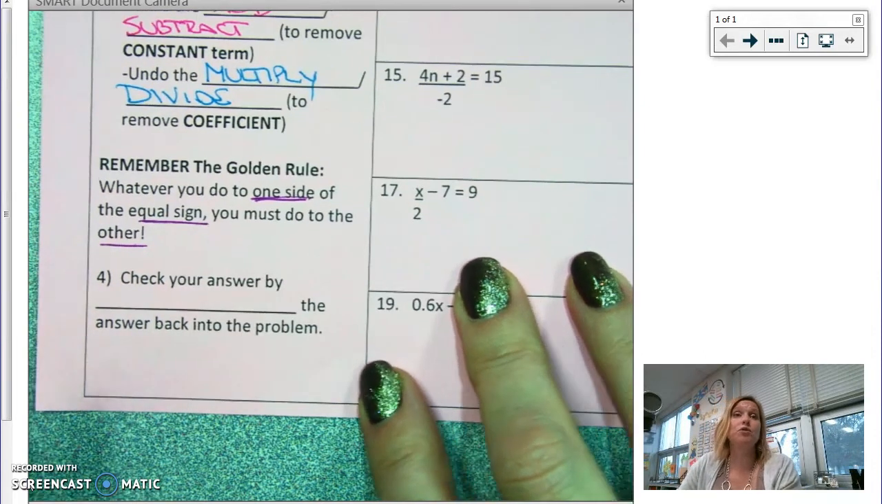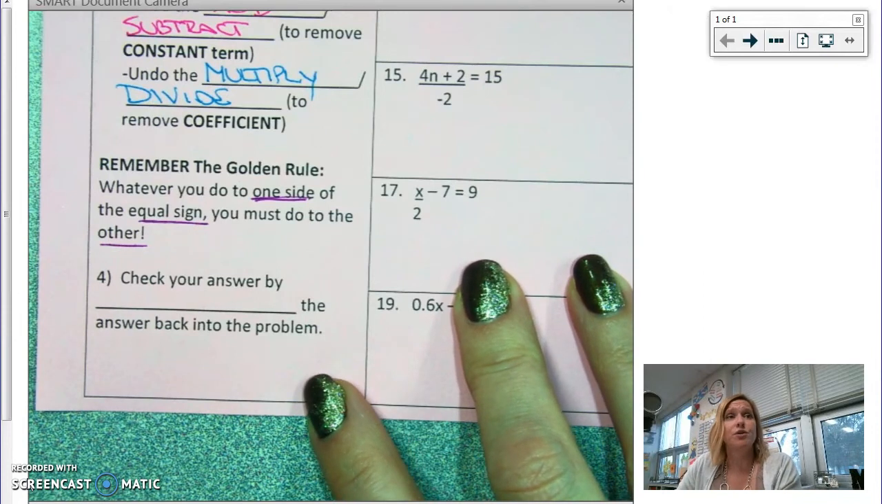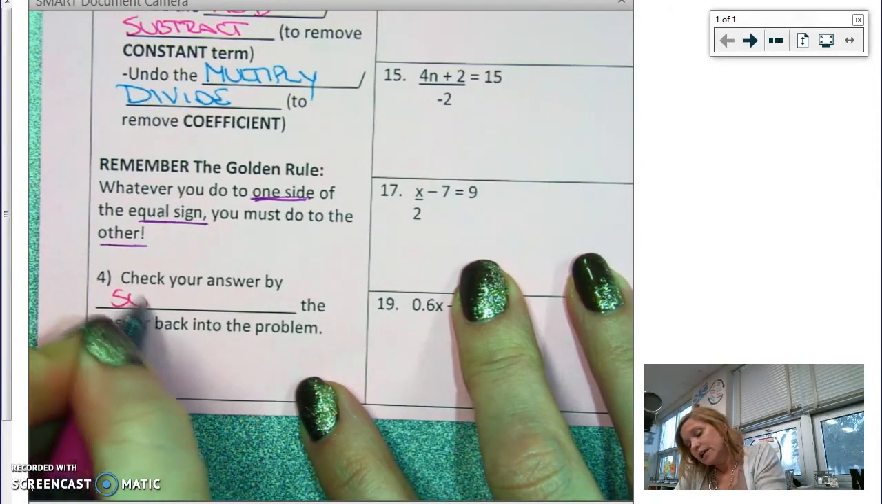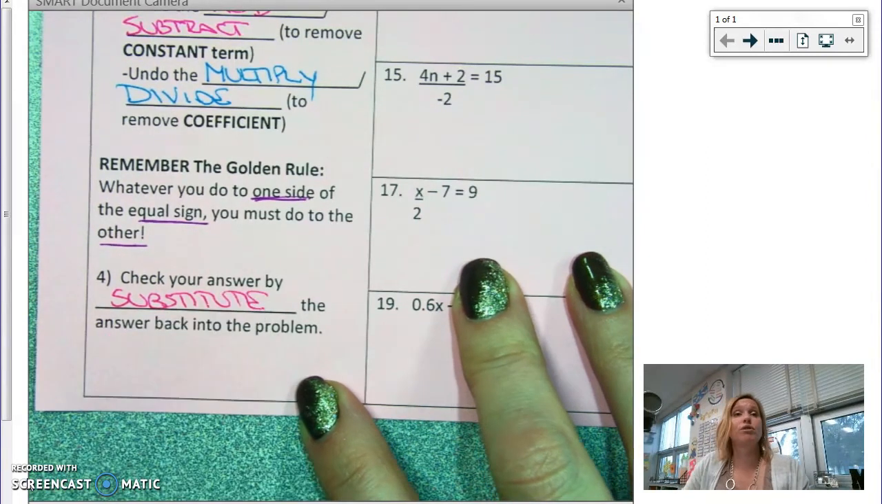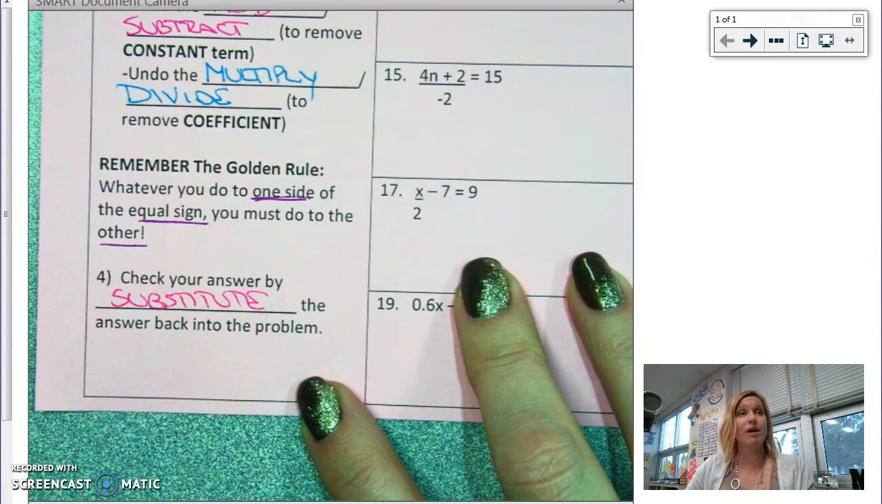Finally, a great tool, you should never get equations wrong because you can always take your answer, substitute it in place of the variable, and the left side of your equation should equal the right side if you did it right. So substituting is a great way to guarantee you have the right answer.